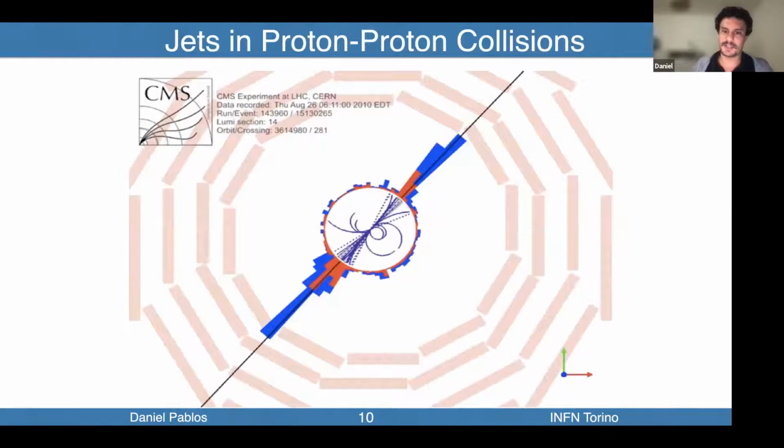In proton-proton collisions, you see this back-to-back jet pretty clearly, with an underlying event that does not hide the presence of the structure of the jet, even though it has to be properly taken care of.